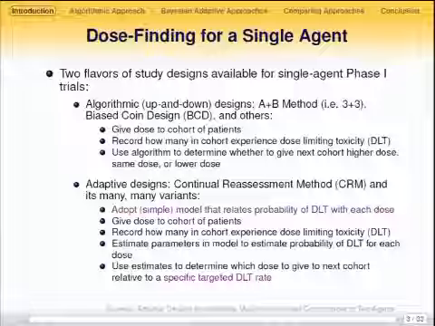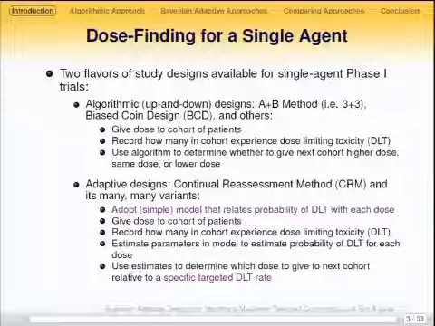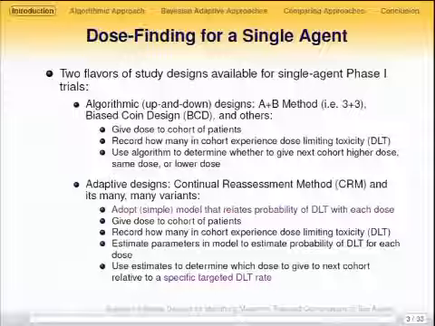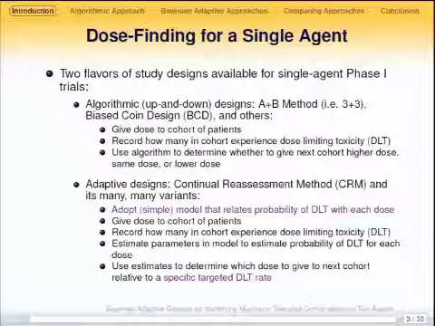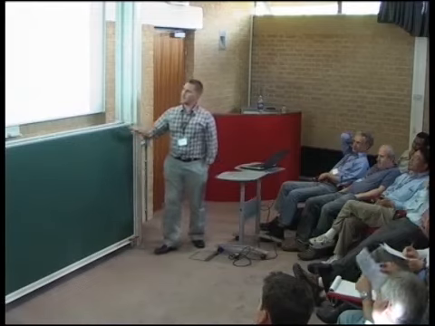So there's the algorithmic approach, right? A plus B, 3 plus 3, biased coin design, and others. You give a dose to a bunch of people, you see what happens, and based upon that, you decide what to do next. Should you stay at the same dose, go to a higher dose, or a lower dose if you allow that. A lot of the talk is about adaptive designs.